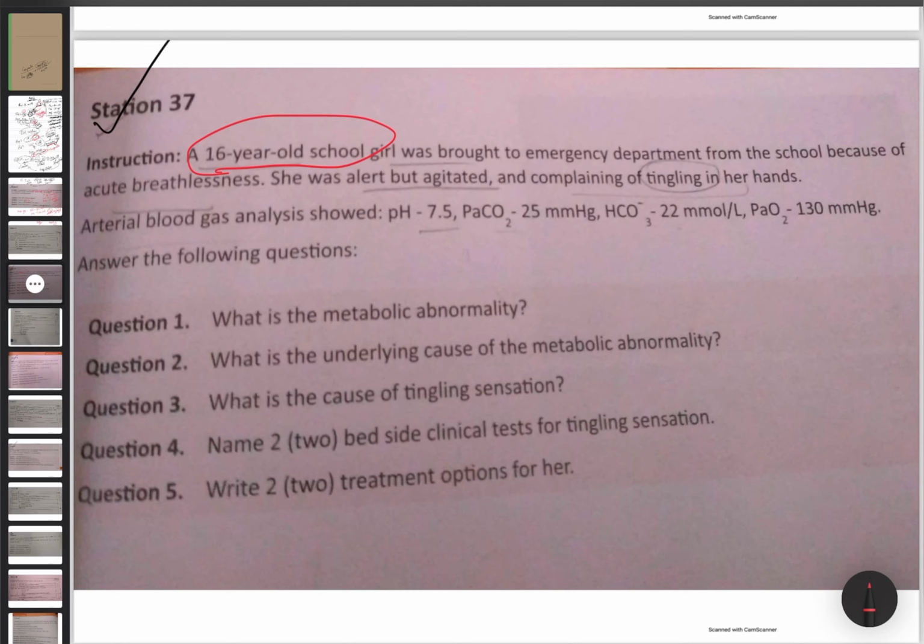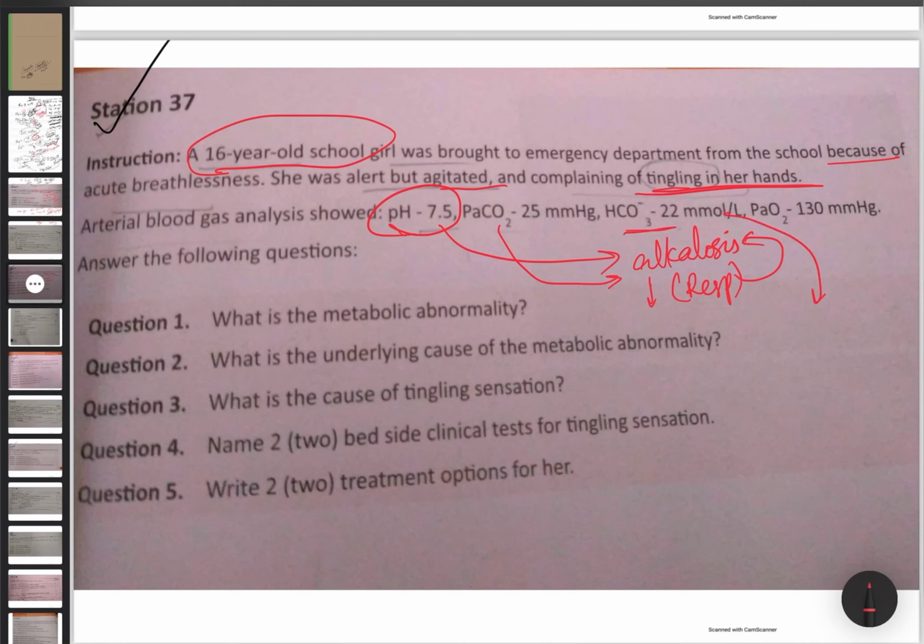Second question. A 16-year-old schoolgirl came to the emergency department from school because of acute breathlessness, agitated, tingling in her hands. pH is 7.5. See, this is alkalosis. PaCO2 is low, so the respiratory component is contributing to alkalosis. Low PaCO2 is alkalosis; high PaCO2 is acidosis. Here HCO3 is normal to low range, so there is no compensation. This is respiratory alkalosis.